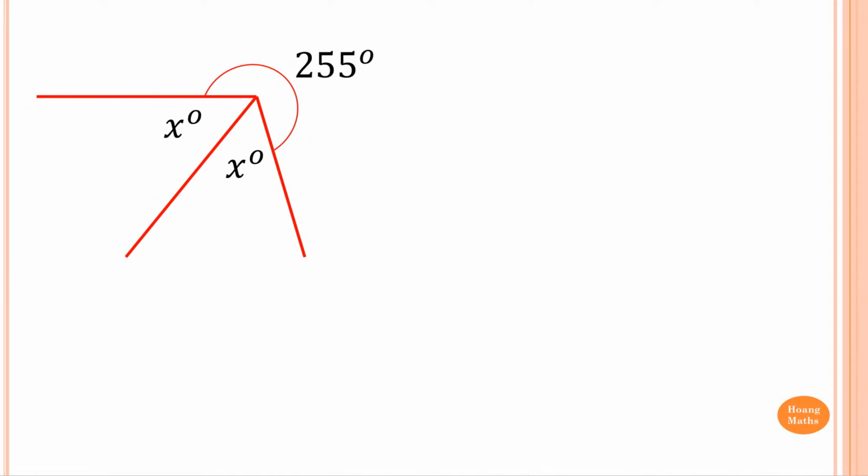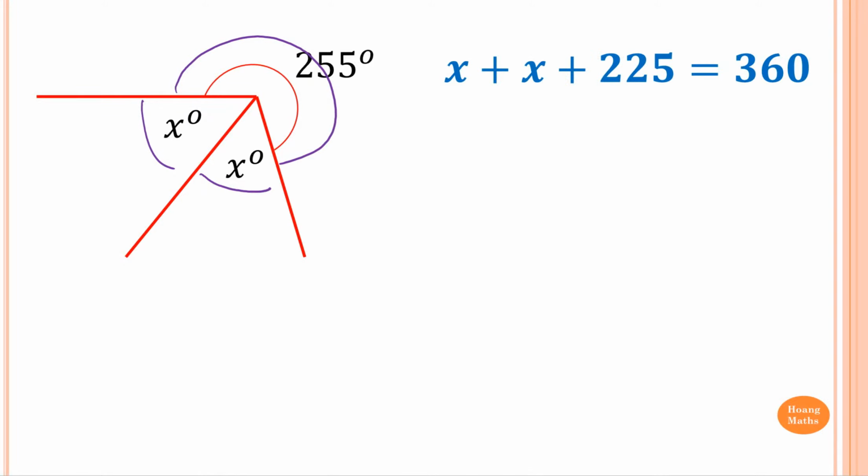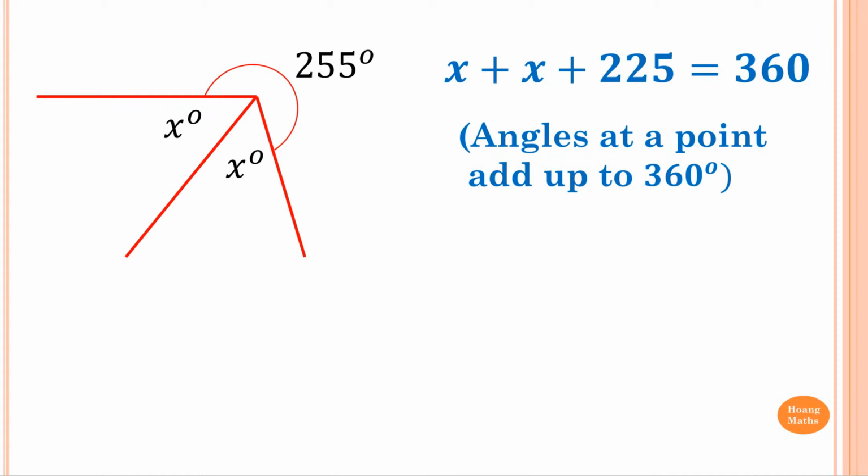Now, this one here. So we know that this angle, add these angles, and add this is equal to 360. So X plus X plus 225 is equal to 360. The reason is angles at a point add up to 360 degrees. So we collect like terms. So X plus X is 2X. So 2X plus 225 is equal to 360.